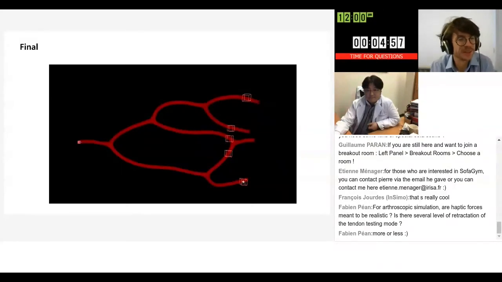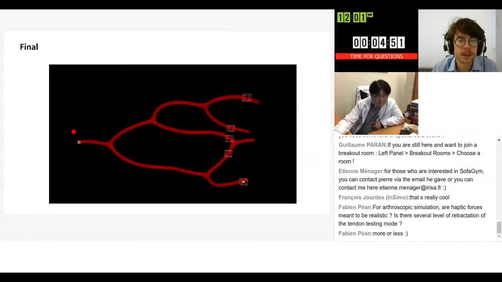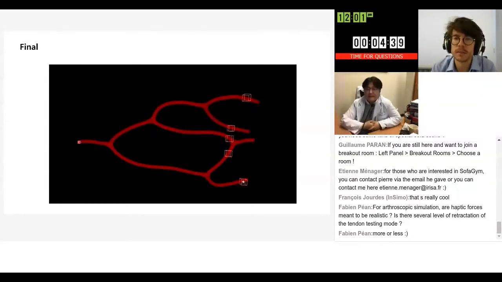Okay, so he's asking, in the arthroscopic simulation, are haptic forces meant to be realistic? Have you measured the forces returned by the simulation and compared them to what has been measured in reality?